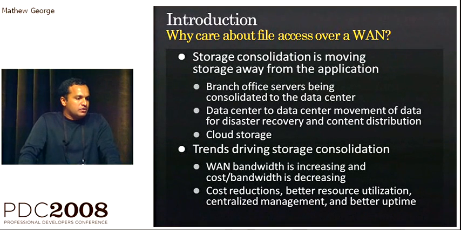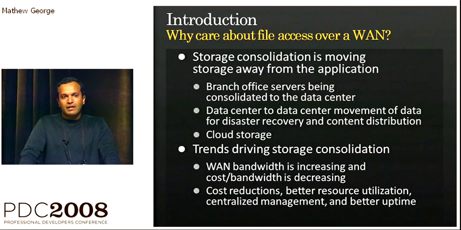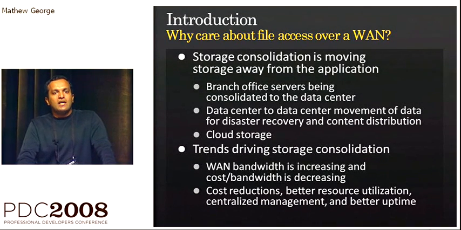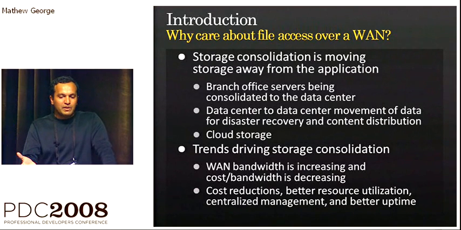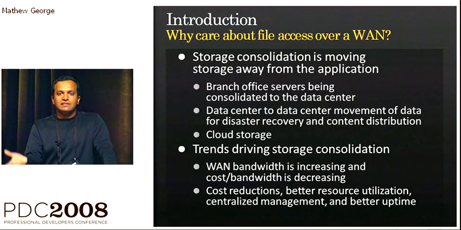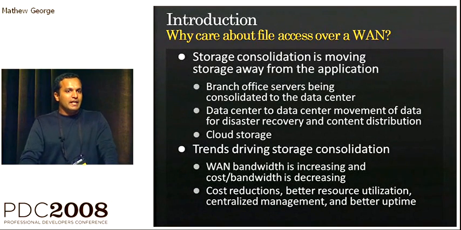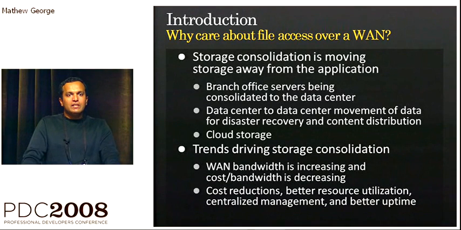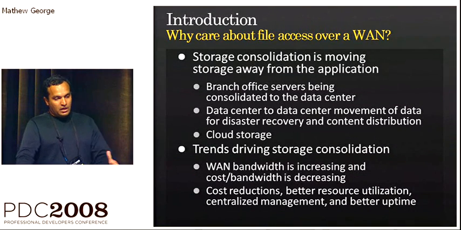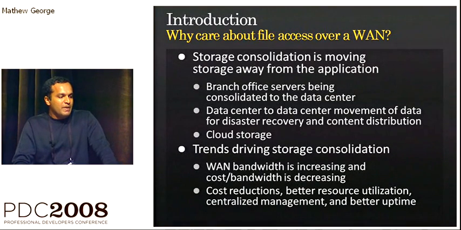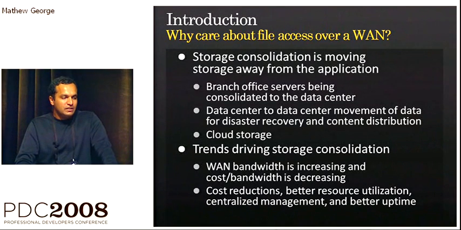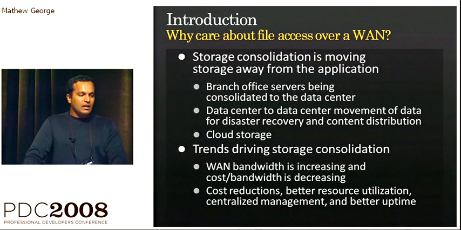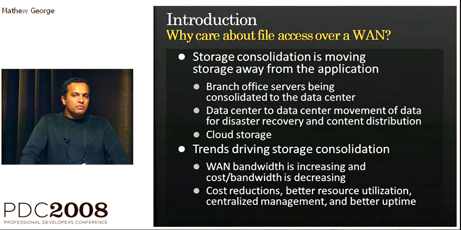Now, the trends driving storage consolidation: WAN bandwidths are increasing pretty rapidly, and the cost per unit bandwidth is coming down also pretty rapidly. So accessing data over a WAN is no longer as much of a deal as it used to be 10 years back. So it's definitely possible now, given the current cost structure, to access data over a WAN link. And in terms of the other benefits, you get better resource utilization, you get centralized management of your data, and so on and so forth when you keep data in the cloud or in a data center.